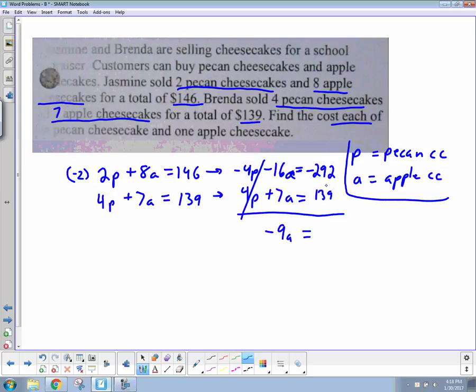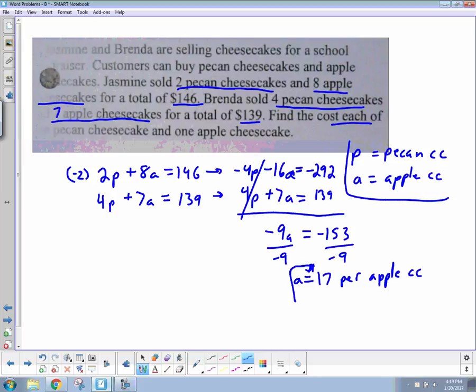Negative 292 plus 139. We get negative 153. Divide by negative 9. And we get 17. So that would be the cost. $17 per apple cheesecake. And that's a dollar sign.